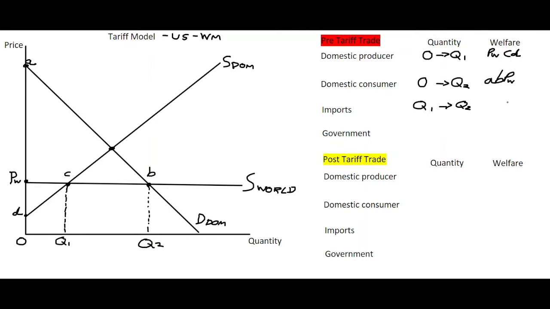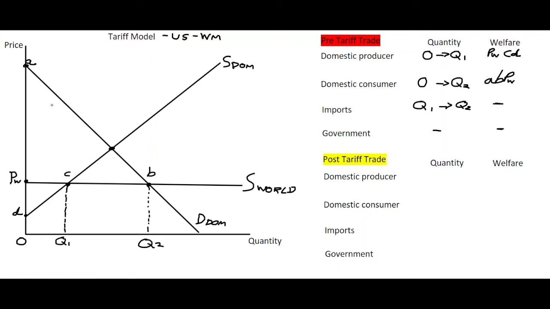And there's no welfare in terms of imports, so we'll just put in a little dash. The government hasn't got involved yet. There's no tax or tariff on the washing machines, so we'll put in 2 dashes here indicating no government involvement so far. Now, we're going to see the impact of a tariff in this model here.